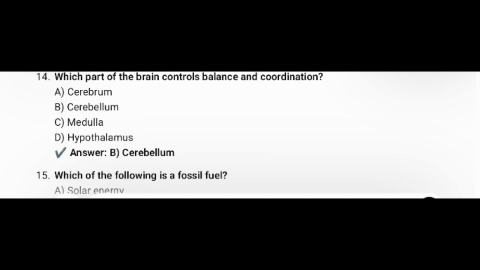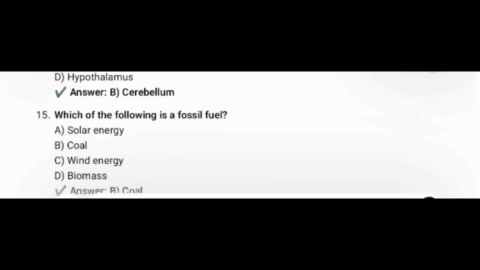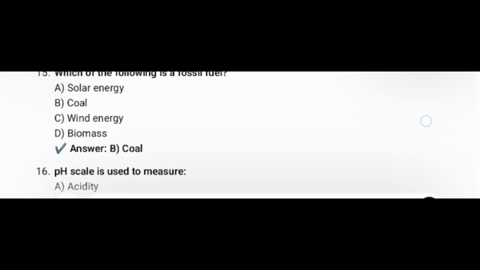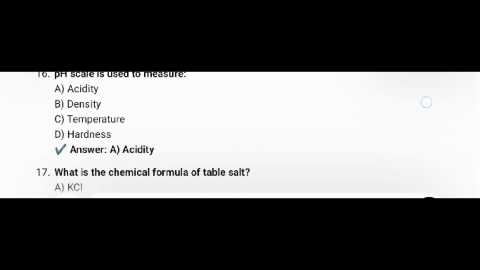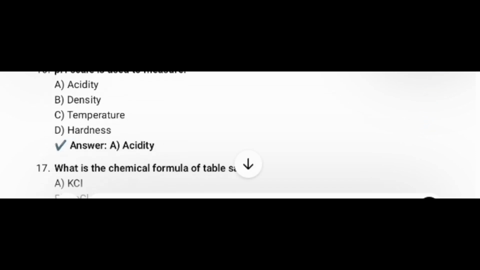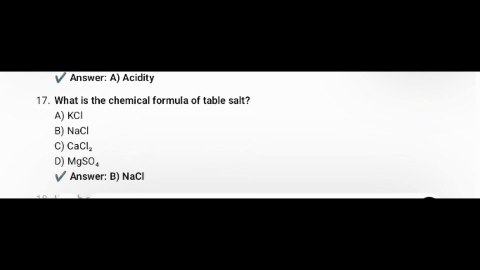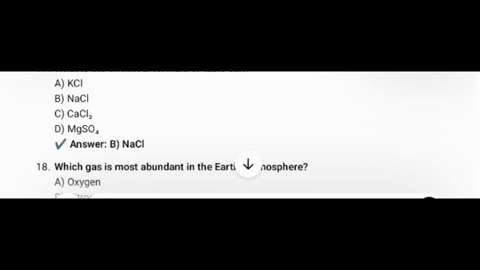Next, which of the following is a fossil fuel? Correct option is option B, coal. Next, pH scale is used to measure. Correct option is option A, acidity. Next, what is the chemical formula of table salt? Correct option is option B, NaCl.